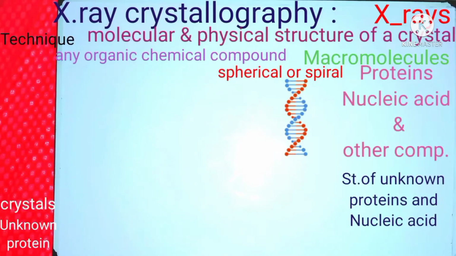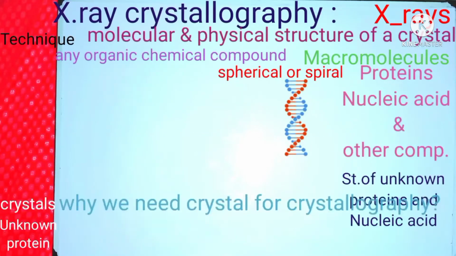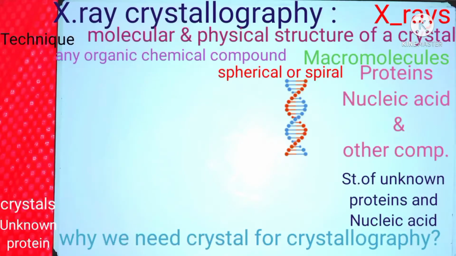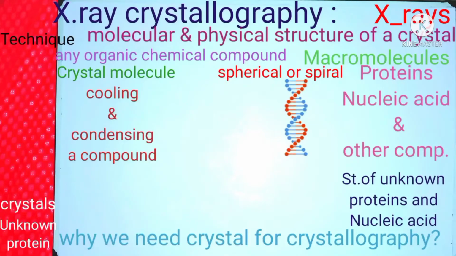The next important question here will be why we use crystals for the crystallographic process. In any molecule, if we want to see it, we need to put it into crystal format. Crystal format is generally obtained by cooling and condensing the compound solution for a normal compound that we are trying to find the structure of. Now, why do we consider crystals?